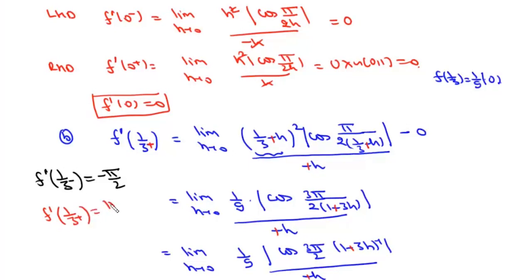It is plus π/2, and since the left hand derivative is not equal to the right hand derivative, that means f'(1/3) does not exist.